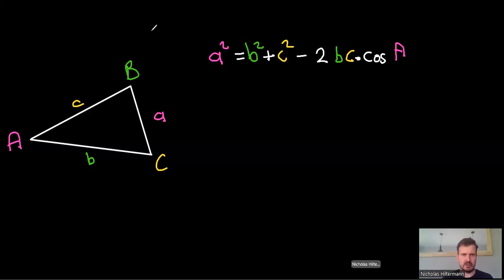So what do I mean by that? Well, what are we looking for? So let's highlight the things that are in this formula. We've got an A and an A, and then we've got little b, little c.